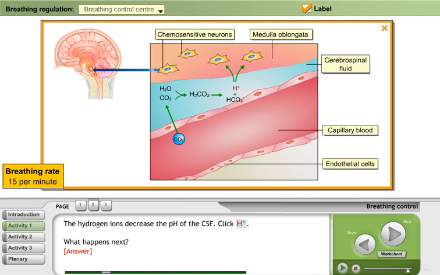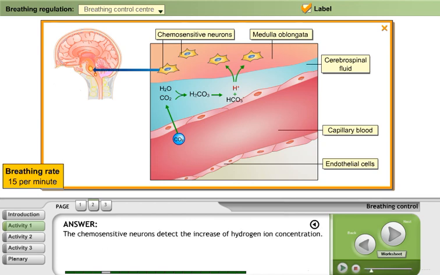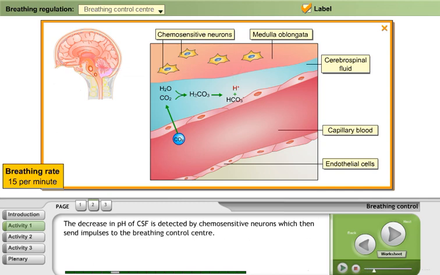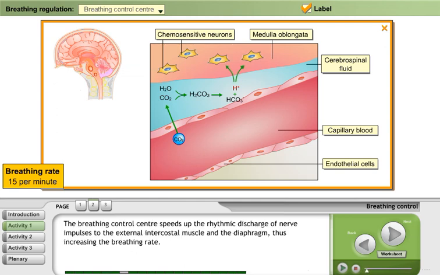What happens next? Answer: the chemosensitive neurons detect the increase of hydrogen ion concentration. The decrease in pH of CSF is detected by chemosensitive neurons, which then send impulses to the breathing control center. The breathing control center speeds up the rhythmic discharge of nerve impulses to the external intercostal muscle and the diaphragm, thus increasing the breathing rate.